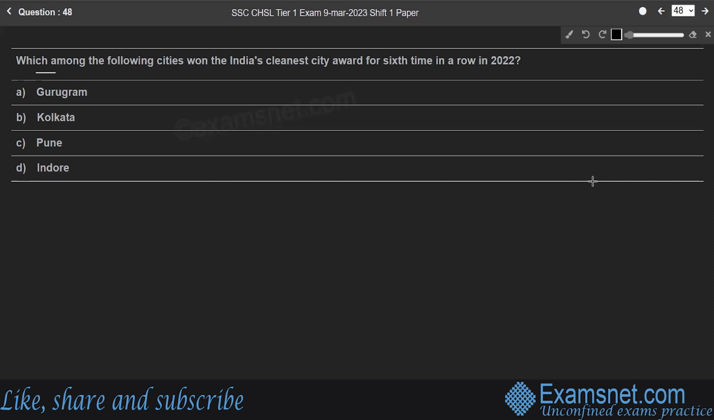Question 48. Which among the following cities won the India's Cleanest City Award for the 6th time in a row in 2022? Here, Indore, option D. Right? Indore was adjudged India's cleanest city for the 6th time in a row, while Surat and Navi Mumbai followed it in the next two spots in the central government's annual cleanliness survey. Therefore, option D is the right answer.